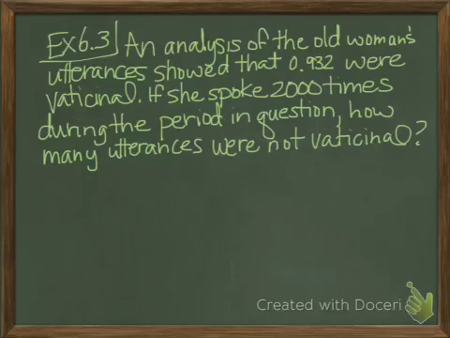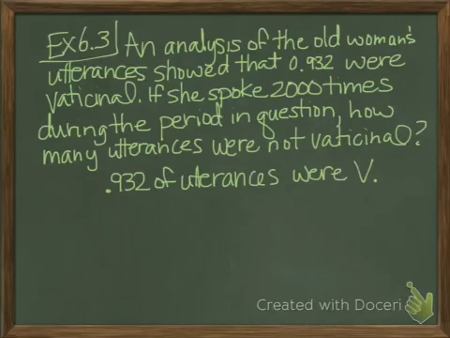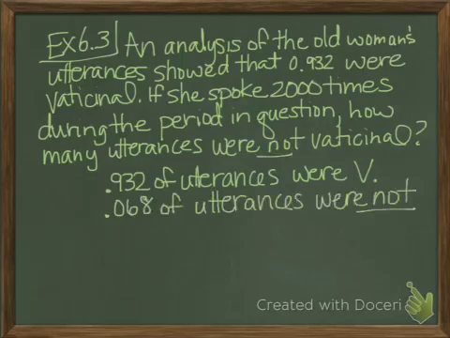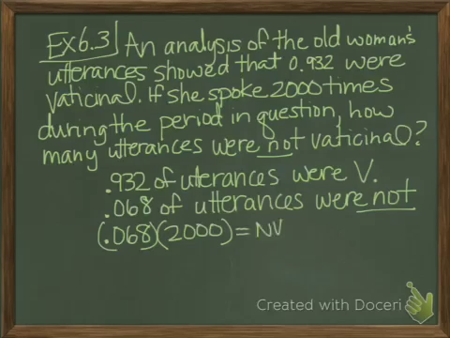Okay. An analysis of the old woman's utterances showed that 0.932 were vaticinal. If she spoke 2,000 times during the period in question, how many utterances were not vaticinal? So we have 0.932 that were, so if we subtract that from 1, we will find out that 0.068 of utterances were not. So 68,000ths of the utterances were not. So of means multiply, 0.068 times 2,000 equals how many were not vaticinal.